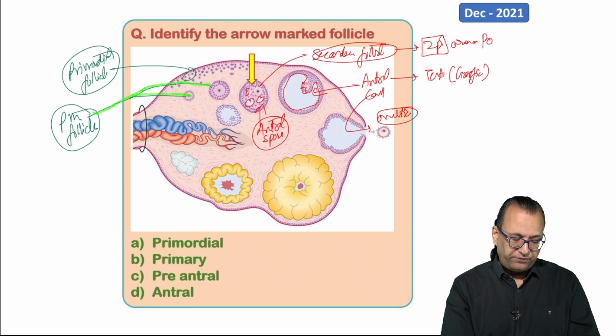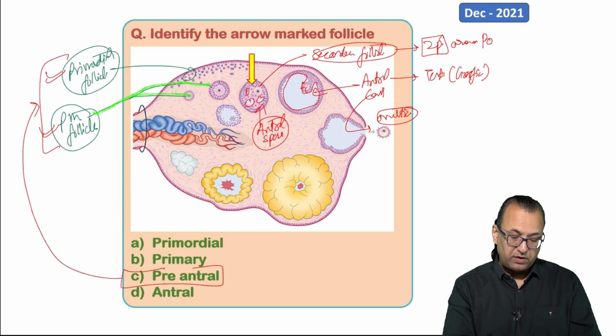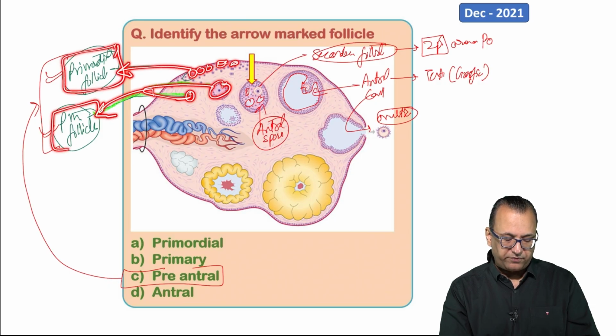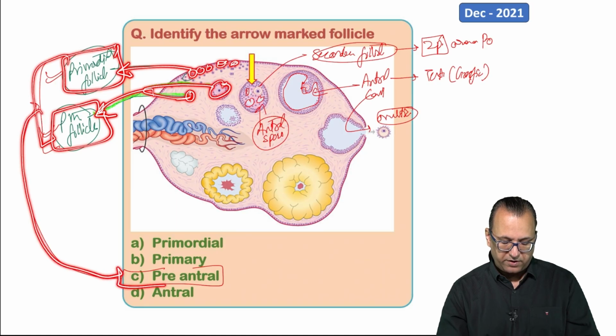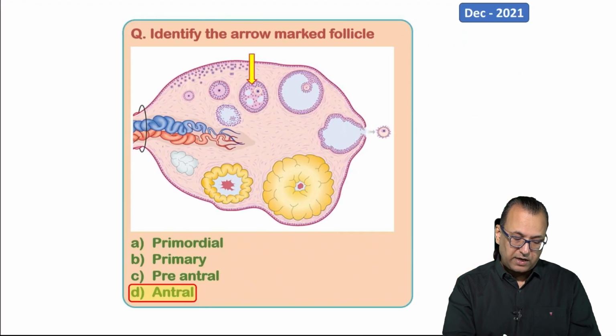So if you are talking about primordial follicles or primary follicles, they are preantral. You'll see that these have no antral space. So these are the primary follicles, those are the primordial follicles. Primordial and primary follicles have no antral space, so they are preantral. But the arrow mark is on the secondary follicle which will have antral spaces, so it is an antral follicle. You'll keep your answer as antral follicle.